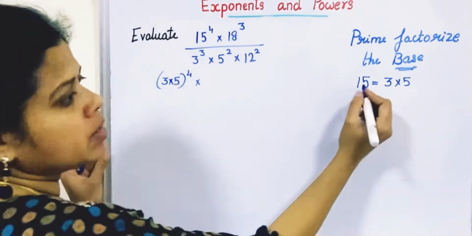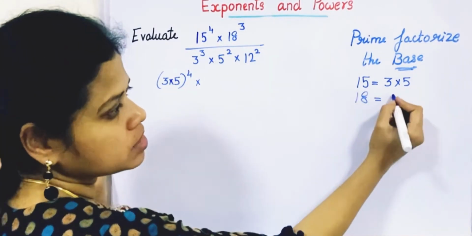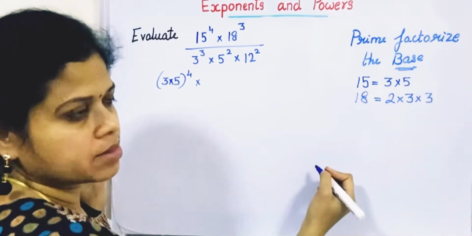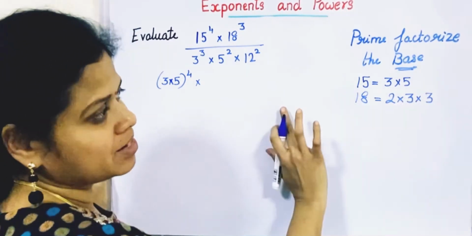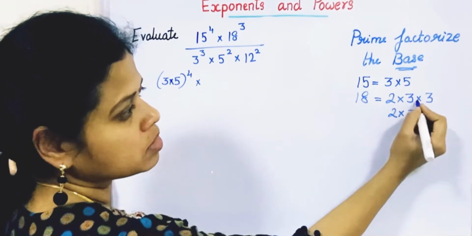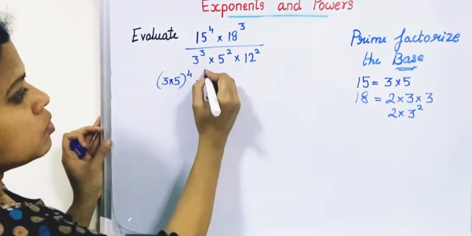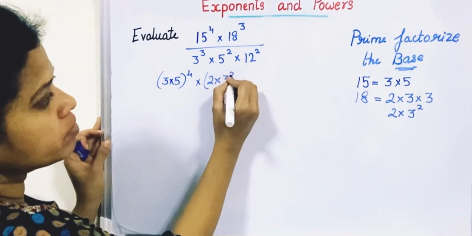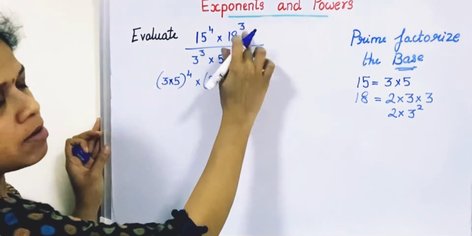Then 18. Do prime factorization. It's 2 into 3, which is 6. 6 into 3, it's 18. So 18 is expressed as 2 into 3 power 2. So here instead of 18, we have to write 2 into 3 power 2. Then the power is here 3.